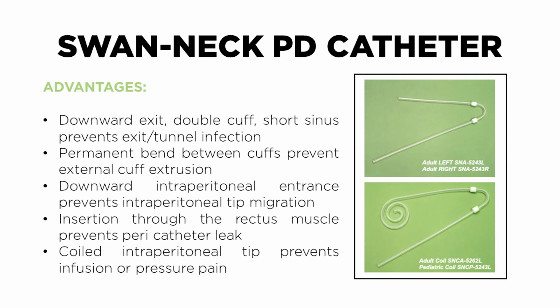Advantages of the swan neck catheter. The downward exit, double cuff, short sinus prevents exit or tunnel infection. The permanent bend between cuffs prevents external cuff extrusion. The downward intraperitoneal entrance prevents tip migration, and the coiled intraperitoneal tip of the coiled type of swan neck catheter on the picture below prevents infusion or pressure pain.